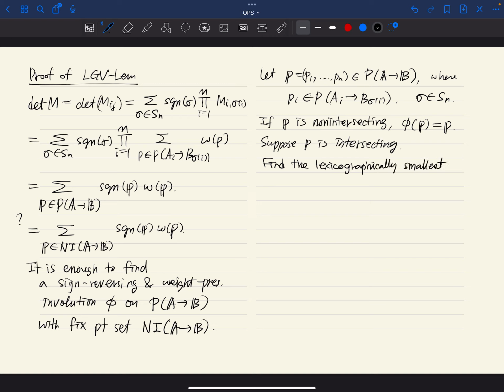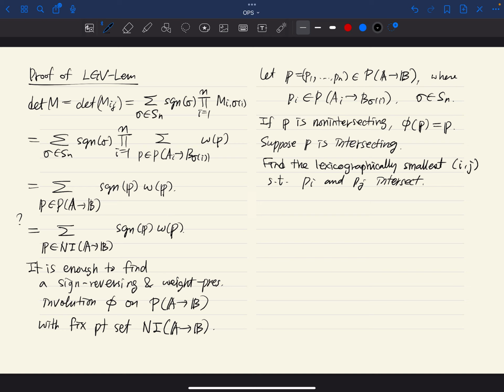This is just one way to pick some intersection. There could be several ones, but we will just select it because it's lexicographically smallest. It's easy to find: the lexicographically smallest pair (i, j) such that p_i and p_j intersect. If there are only two paths that are intersecting, then we can just pick them. But if there are many intersections, we have to pick one intersection. So this is how we select such an intersection.